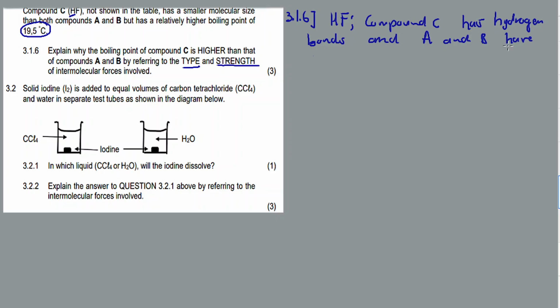we can write in Zulu here. Okay, compound C has hydrogen bonds and A and B have, I wanted to say, dipole forces, but I will continue and say A and B have dipole forces, have dipole intermolecular forces, right? Have dipole forces.